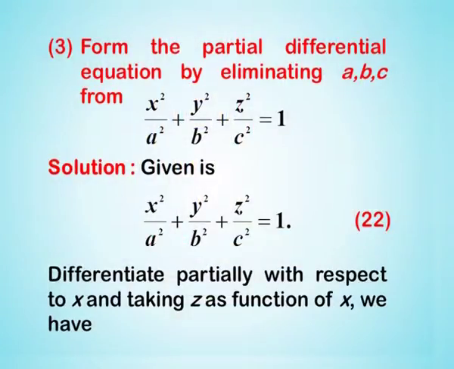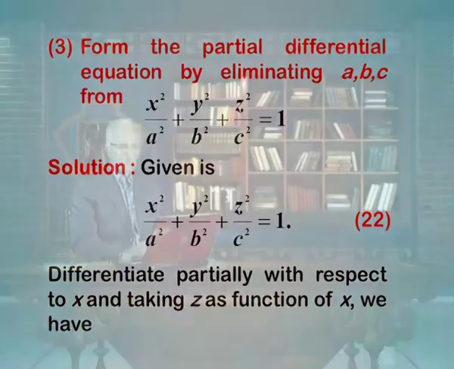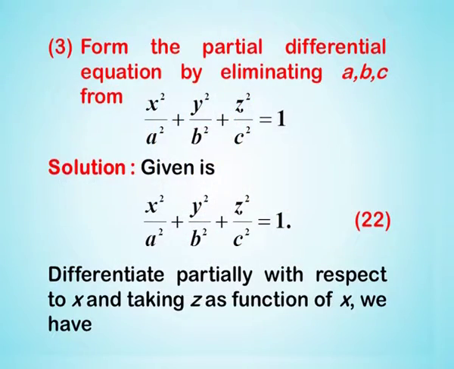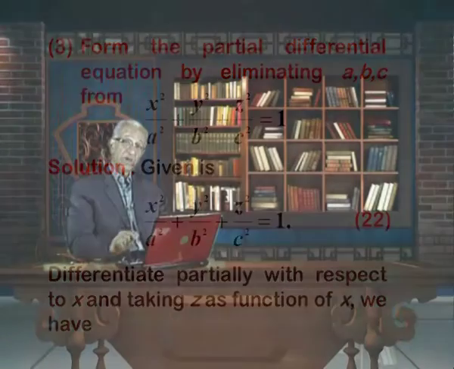Another interesting one, this is an ellipsoid, if you remember: x square upon a square, y square upon b square plus z square upon c square is equal to 1. We write the given equation as 22. We differentiate the same way, we do not change any concept. With respect to x, taking z as a function of x, this is the new thing that we bring here. We are differentiating partially with respect to x; however, y is to be treated as a constant, but z has to be taken as a function of x. That is when we are doing it with respect to x partially.